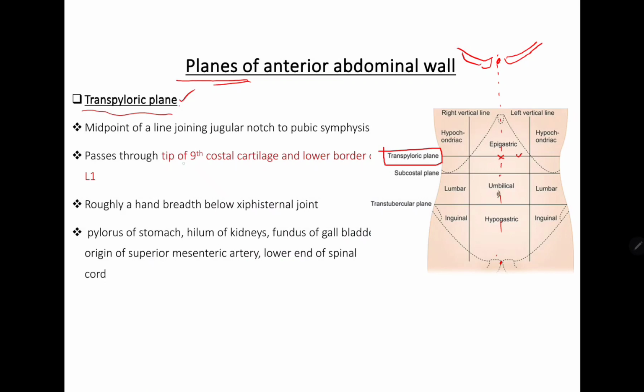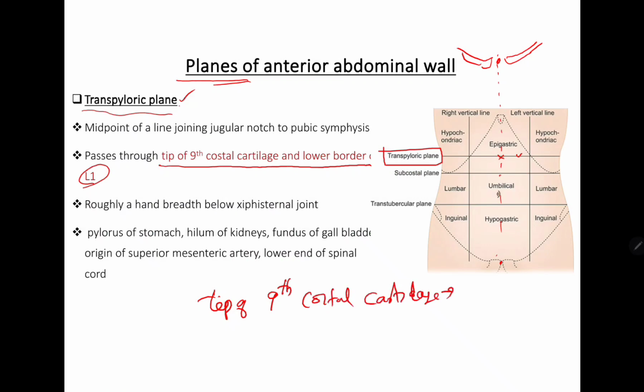Remember, the transpyloric plane passes through the tip of the 9th costal cartilage anteriorly, and posteriorly the lower border of the L1 vertebra. Lower border of L1, 9th costal cartilage. Remember these two points. Roughly, we say it is a hand breadth below the subcostal joint. So here we have the subcostal joint, and from here a hand breadth below.